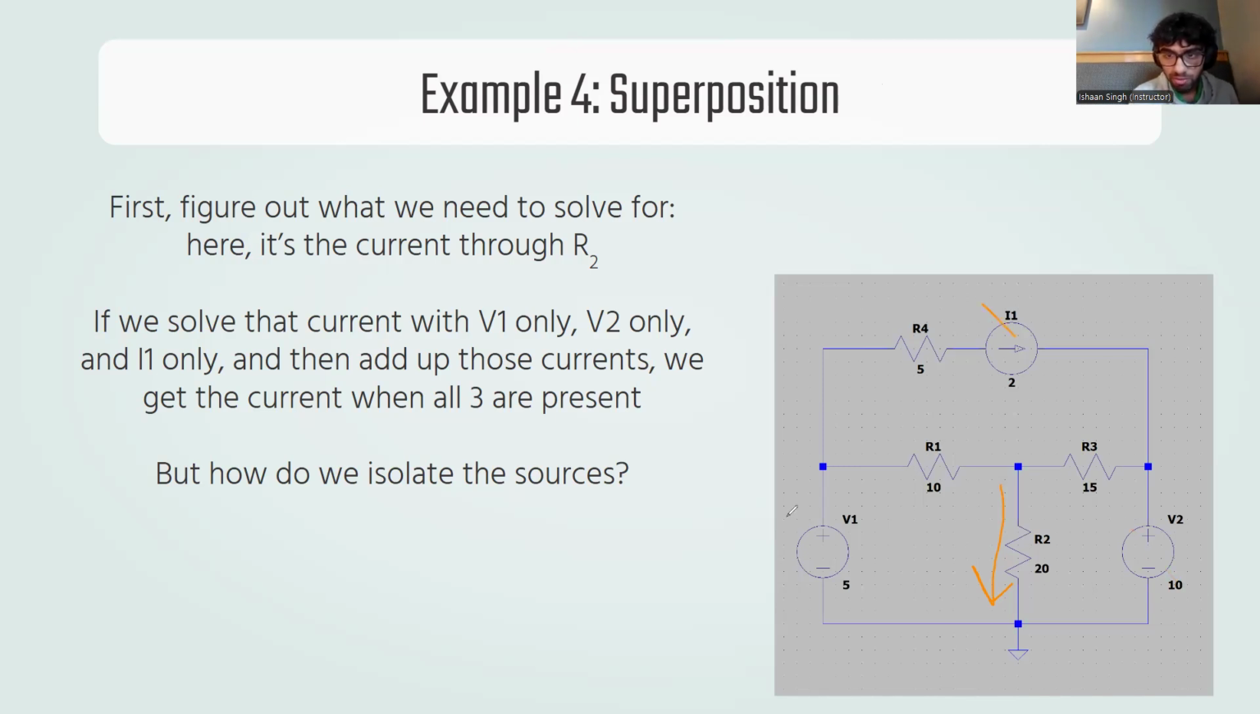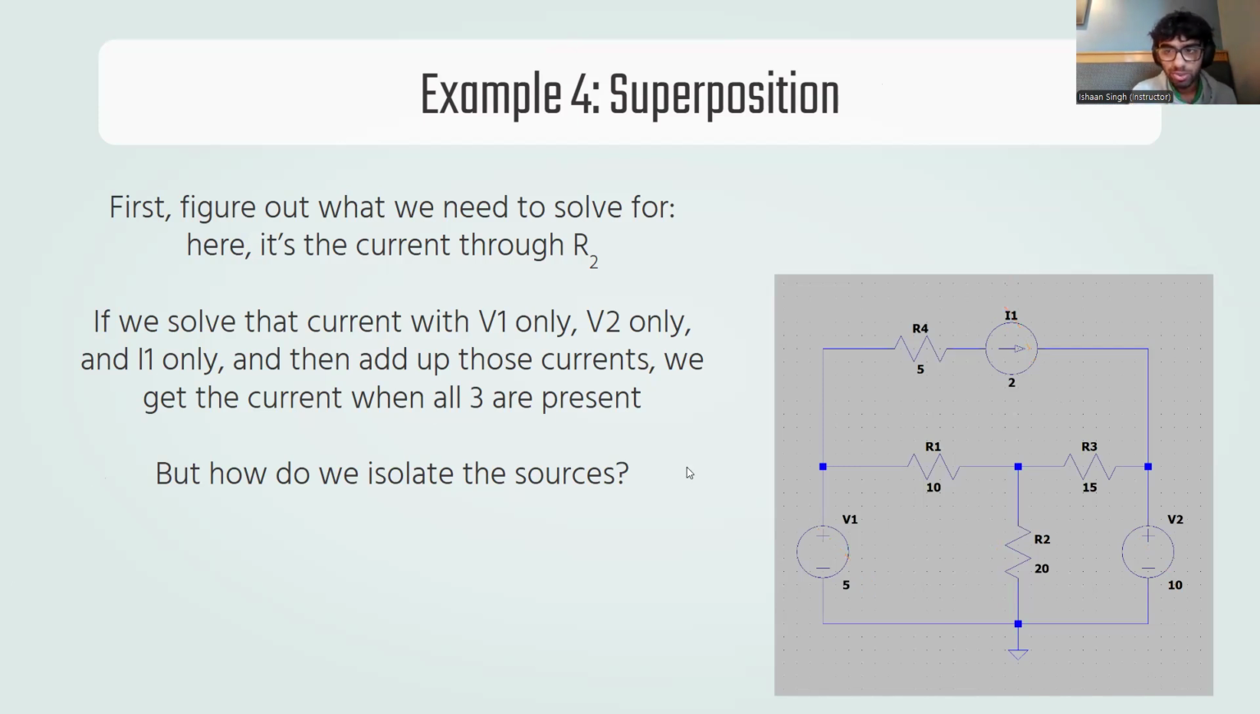okay? Then we solve it with only I1 and get rid of V1 and V2. And then we solve it with only V2 and get rid of I1 and V1. Then we just add up those contributions, and that's going to be the current through this resistor. The actual reason for this is deep. It's actually not very obvious why that should work, but you can think of it basically how mesh analysis works. Each one of them is contributing a sort of mesh current that goes through R2.